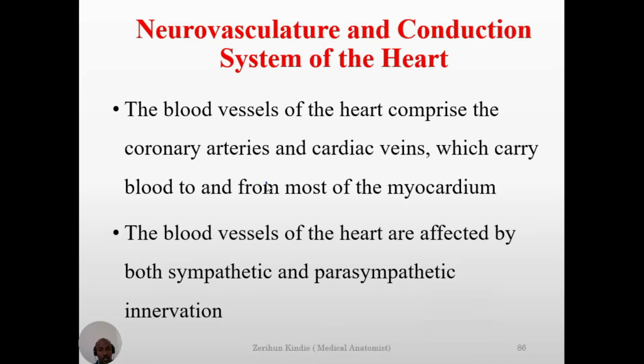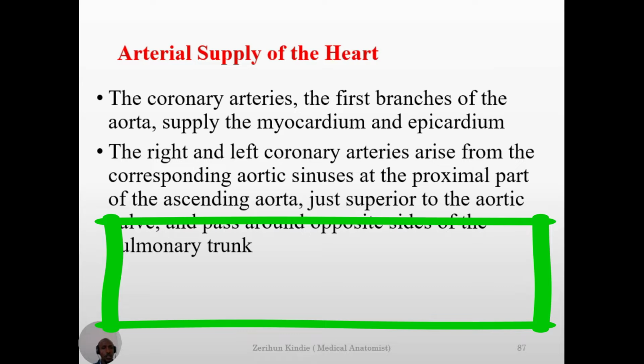And the blood vessels of the heart, as well as the heart itself, are also controlled by the nervous system, which is called sympathetic and parasympathetic innervation. So the blood vessels and the heart are controlled by sympathetic and parasympathetic innervation. The arterial supply of the heart needs oxygen. Those nutrients and oxygen are transported by coronary arteries.